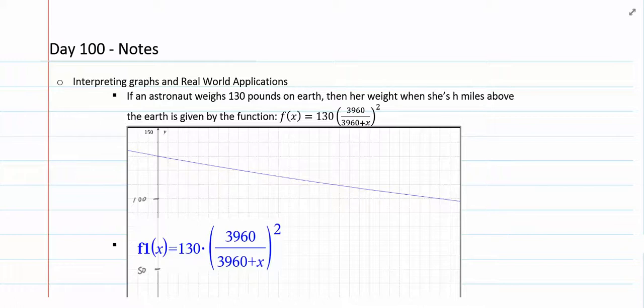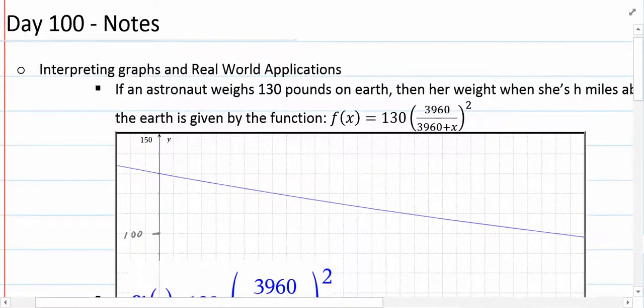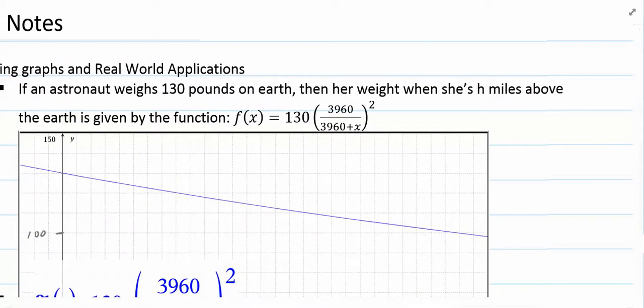Day 100 Notes, Advanced Algebra 2. Today we're going to work on interpreting graphs and real-world applications of functions. And so to start off today, I'd like to look at this particular example.